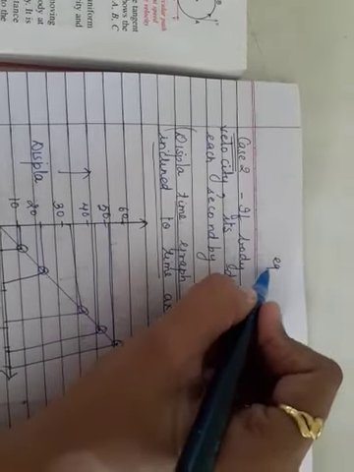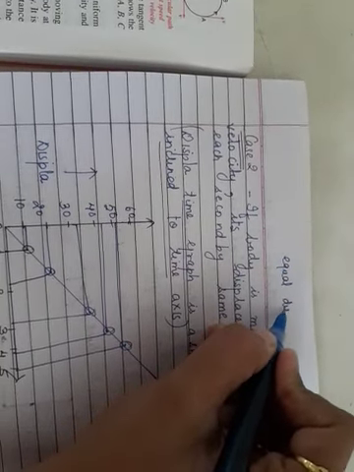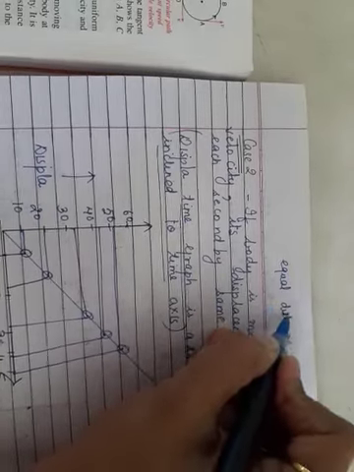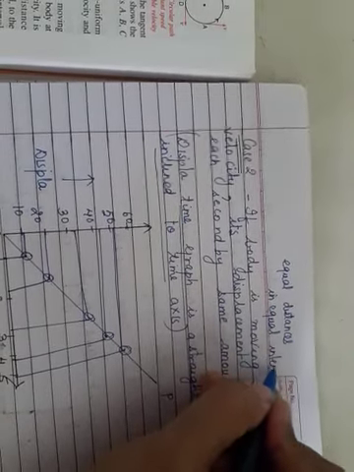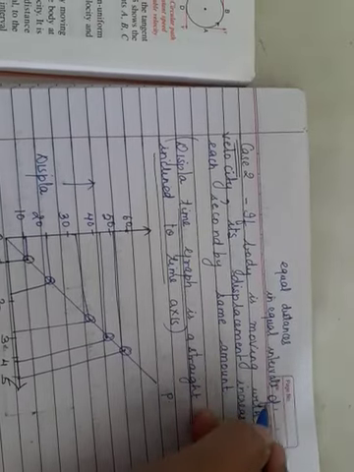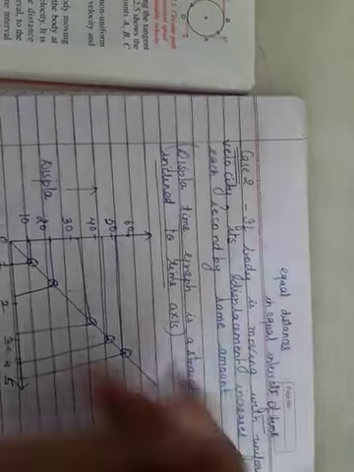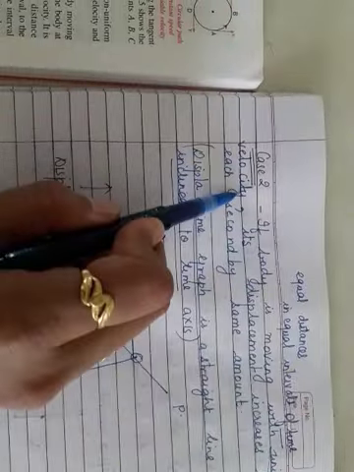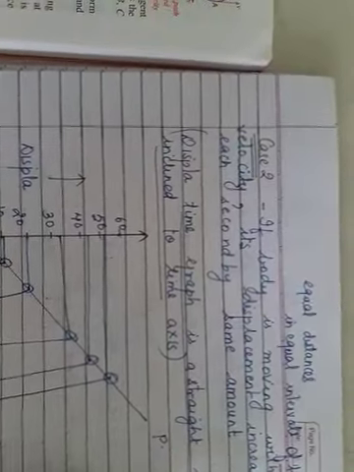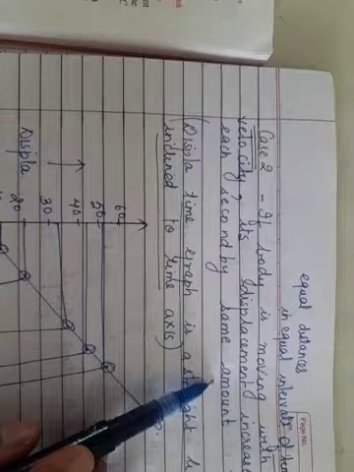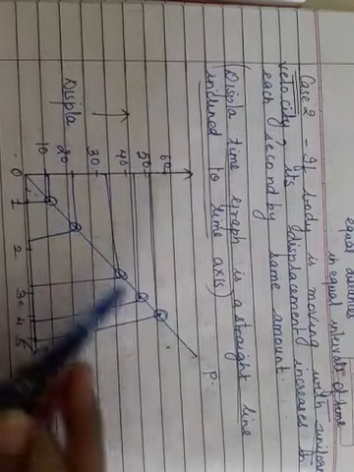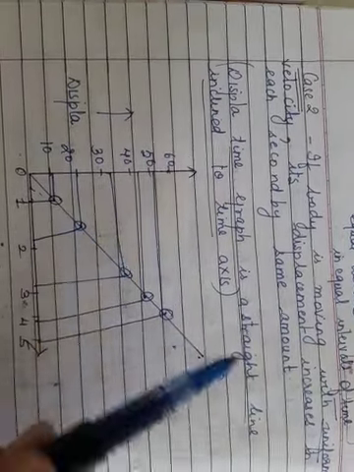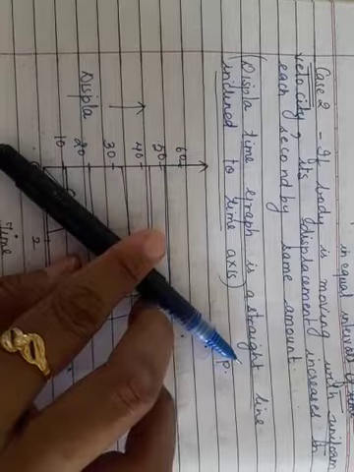We can say that when a body covers equal distances in equal intervals of time, then it is moving with uniform velocity. So here its displacement will be increasing in each second by the same amount. Now how will I get the graph? The displacement-time graph is a straight line inclined to the time axis.